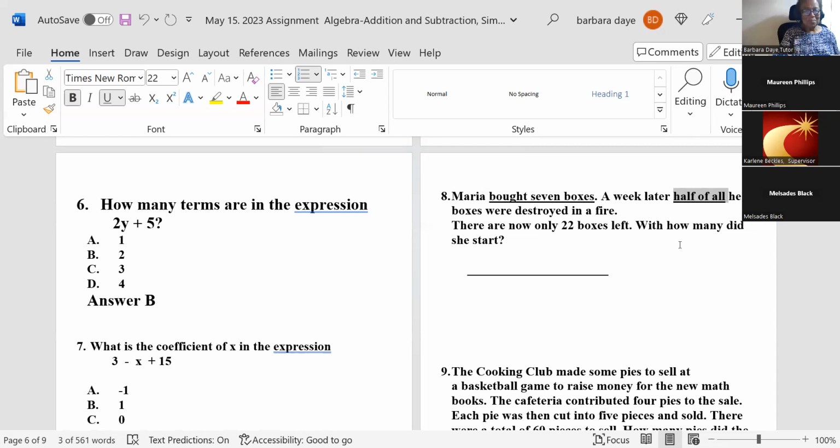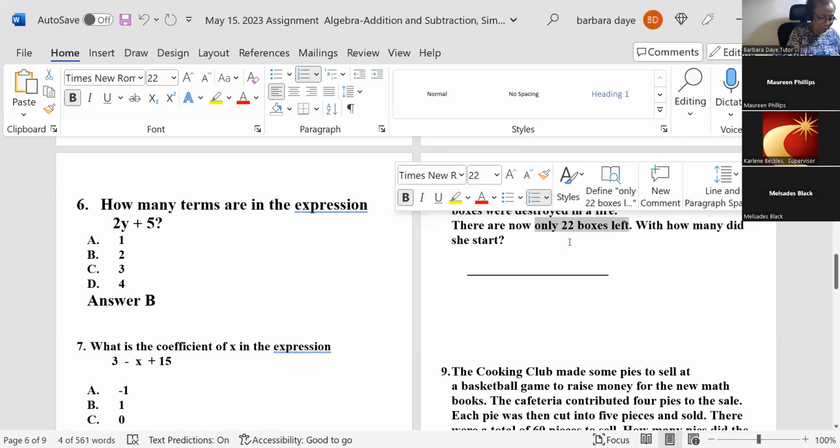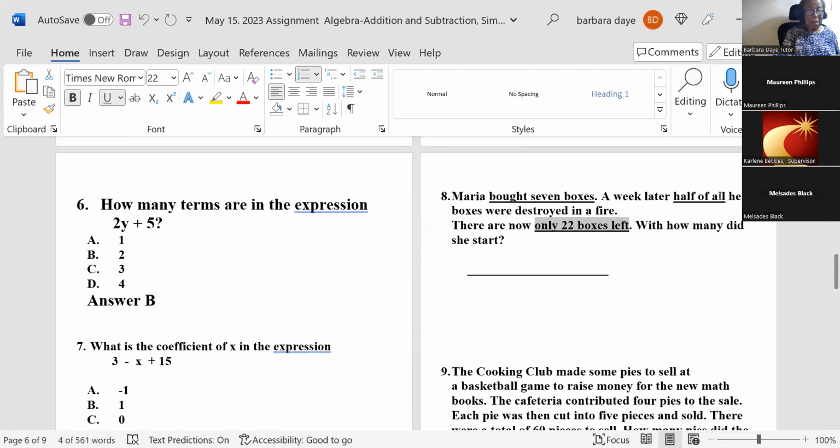Okay, that means she started with 3.5 anyhow. No. Why are you taking half of 7? That's the number she bought. Oh, we're talking total. Total is 29, right? No, we're talking total she started with. Oh, that's 29. No, how's that 29? Tell me, Mercedes, how do you get 29? Okay, because the last paragraph says there are now only 22 boxes left.